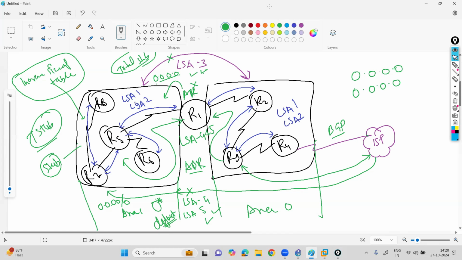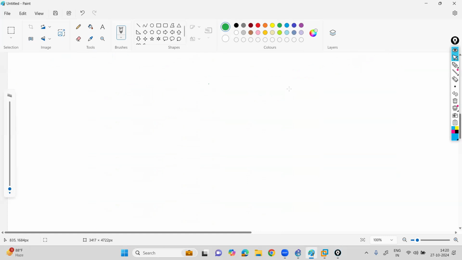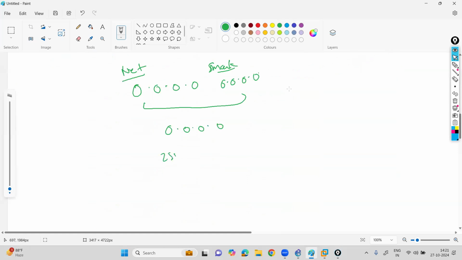Dear, what is the meaning of default route basically? The default route means allow. Let me explain what this means. When the network is 0.0.0.0 and the subnet mask is also 0.0.0.0, this means starting from 0.0.0.0 and ending at 255.255.255.255, all IP version 4. What is the meaning of default route? All IP version 4 accepted.